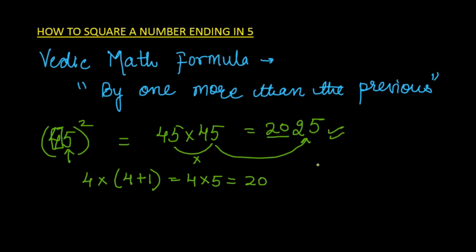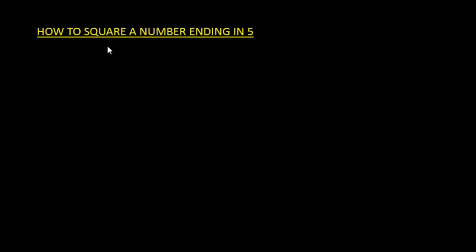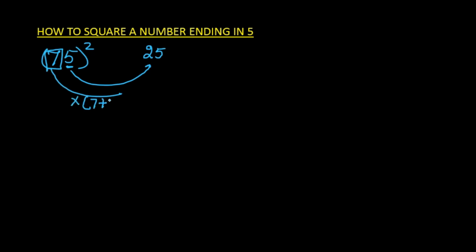I am sure it's not clear by this one example, so let me explain it again by taking another example. Say we have to do 75 square. From this 5 we get 25. What is the remaining part of the number now? It is 7. So 7 will be multiplied by 1 more than 7, which is 8. And 7 into 8 gives you 56. So 75 square is 5625.